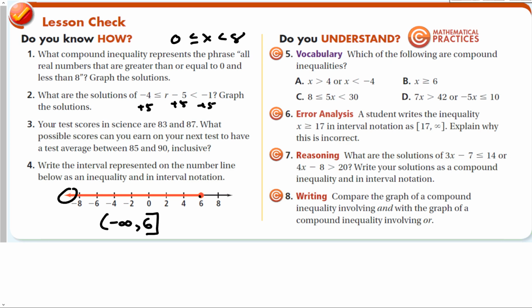Which of the following are compound inequalities? Yes, yes, no, yes. You have to have two parts to be a compound inequality.